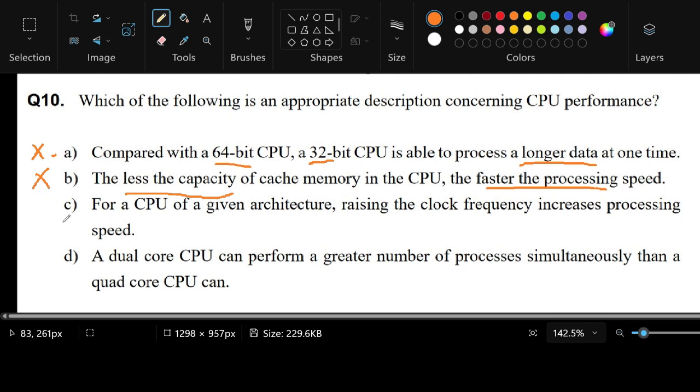For the next choice, let's go with letter D, because I know the letter D is an incorrect choice, and we'll see why. A dual core CPU, it says, can perform a greater number of processes simultaneously than a quad core CPU can. So we're comparing a dual core CPU with a quad core CPU, and we know that a dual core CPU is supposed to perform a lesser number than a quad core, because a quad core is supposed to have more cores, right? Therefore, if you do not understand what dual and quad mean, then that could be a reason why you won't be able to answer this question well.